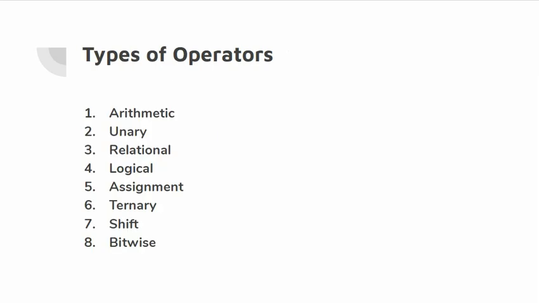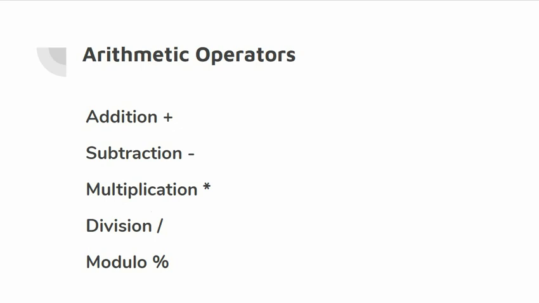There are multiple types: arithmetic, unary, relational, logical, assignment, ternary, shift, and bitwise operator. So let's look at the arithmetic operator. That's the addition, subtraction, multiplication, division, and modulus or the remainder operator.